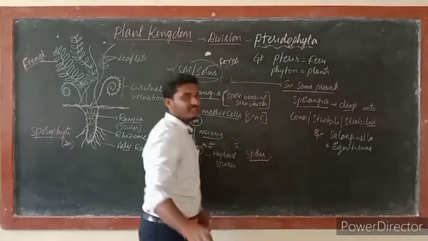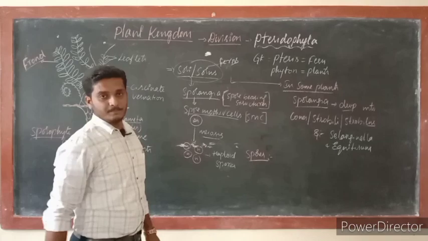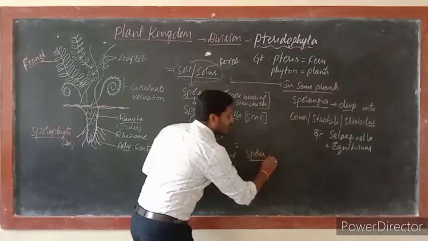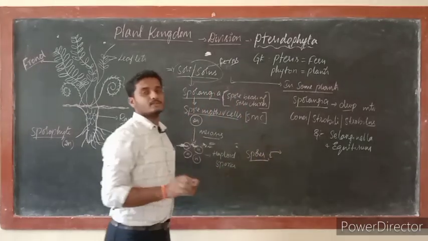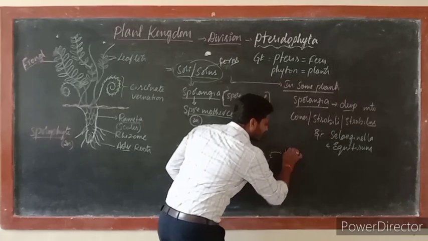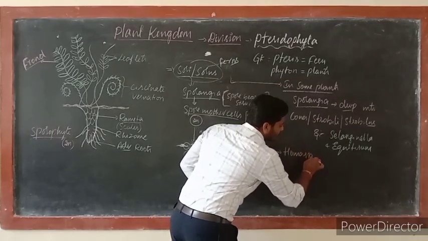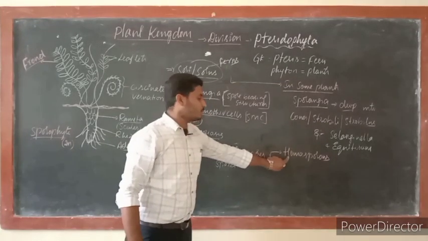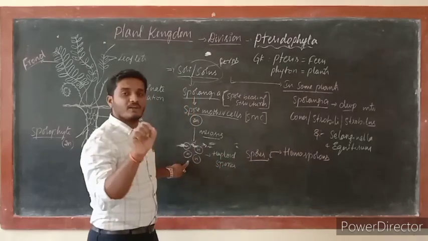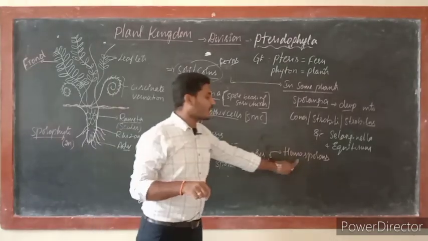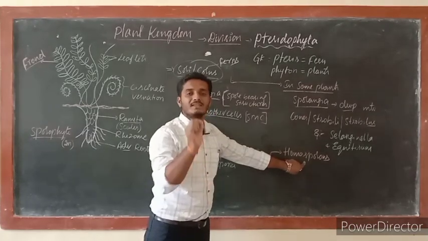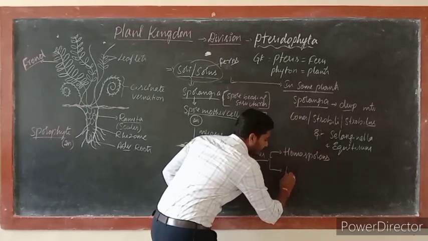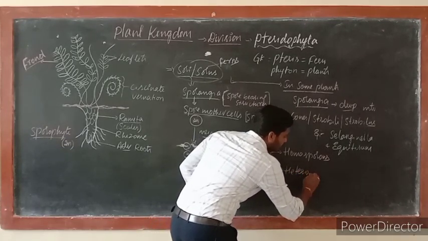Well, now basically spores are of 2 types in Pteridophytes. In the majority of the Pteridophytes, the spores are of the same type, so they are called homospores. All the spores formed are of the same type, hence they are called homosporous. But in few plants like Salvinia, the spores are of different types, called heterospores.